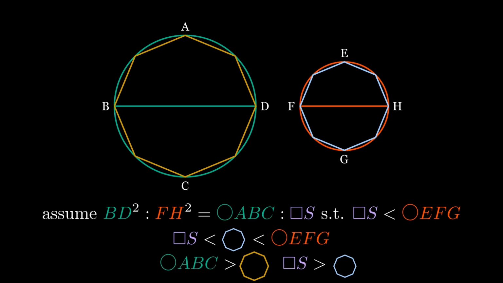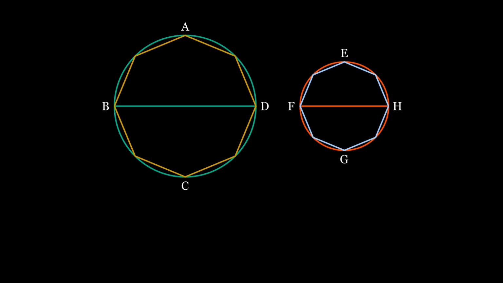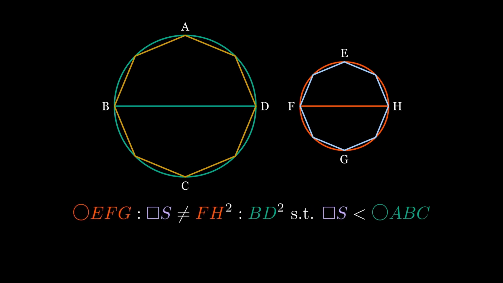Circle ABC is greater than octagon ABC, so area S is greater than octagon EFG. But it should also be less than it, so there's our contradiction. We can similarly show that circle EFG to area S is not proportional to FH squared to BD squared, where area S is less than circle ABC.